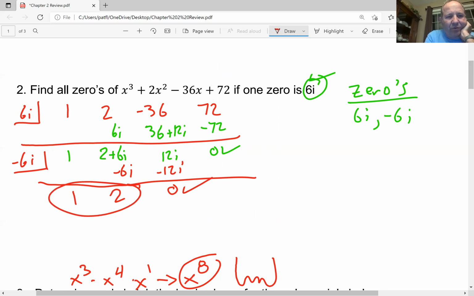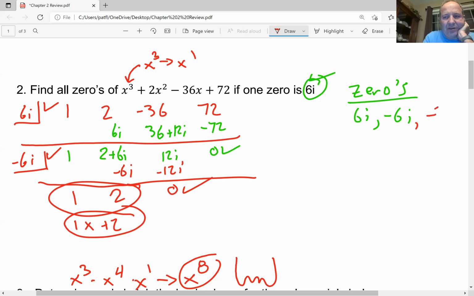What polynomial is left? Well, we did synthetic twice, so the degree drops by 2. So x cubed goes down to x to the first. So this must be 1x plus 2. Well, if that's a factor, then the other zero's got to be -2, right? Okay, let's move on to the next one.